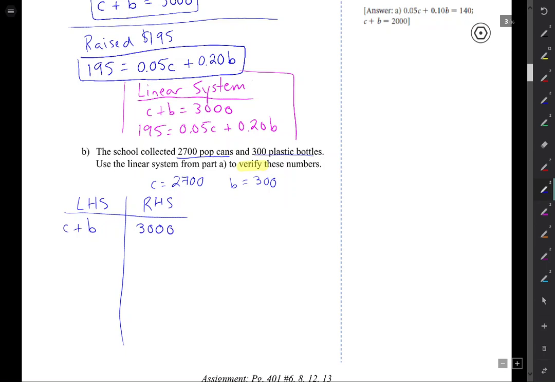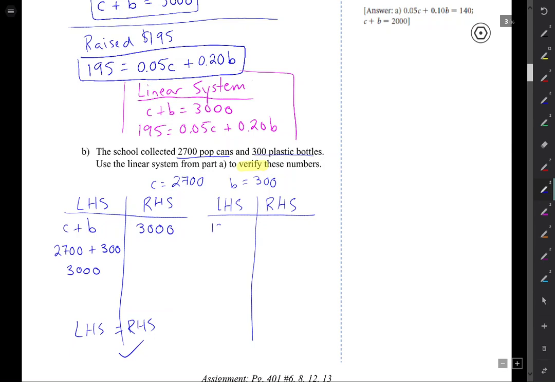Let's see if we plug in these numbers, and you can probably see right away that this will definitely equal each other. So we have 3,000 and 3,000. So left-hand side is equal to the right-hand side, and we'll put a nice little check mark because that is correct. And now let's do the other equation. So left-hand side, right-hand side.